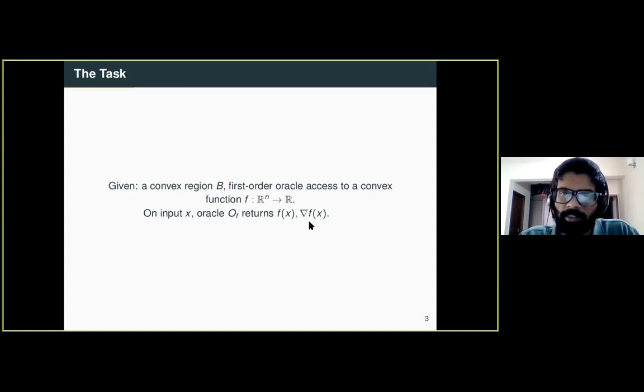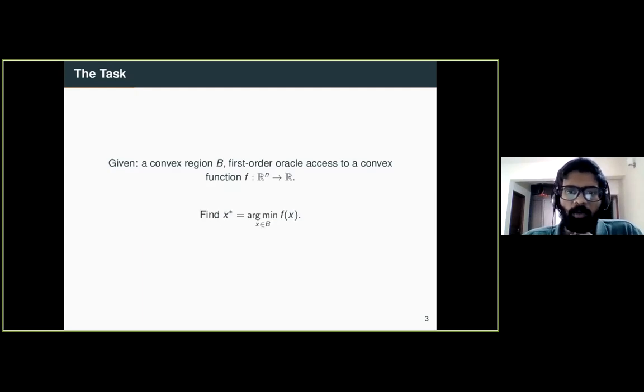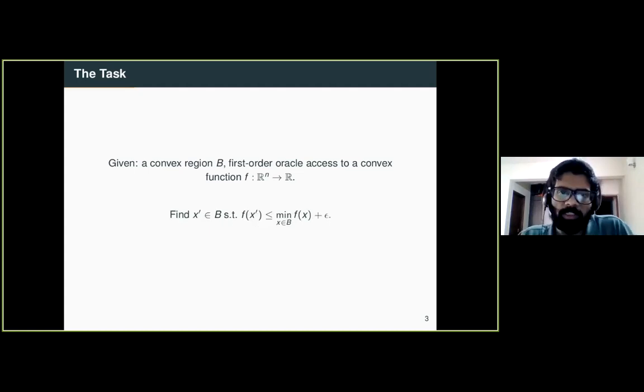Now, since you're just promised that the function is convex, the gradient might not exist, but we'll come to that soon. For now, let's assume that the gradient exists and see what this task looks like. So I haven't yet defined the task. What do we want to do given oracle access to this function? Ideally you'd want to find the x that minimizes the function inside this convex region. But this is too much to ask. So what you actually do ask for is an approximately optimal solution. It need not be the optimal solution, but the function value at your output point should be at most epsilon more than the optimal value.